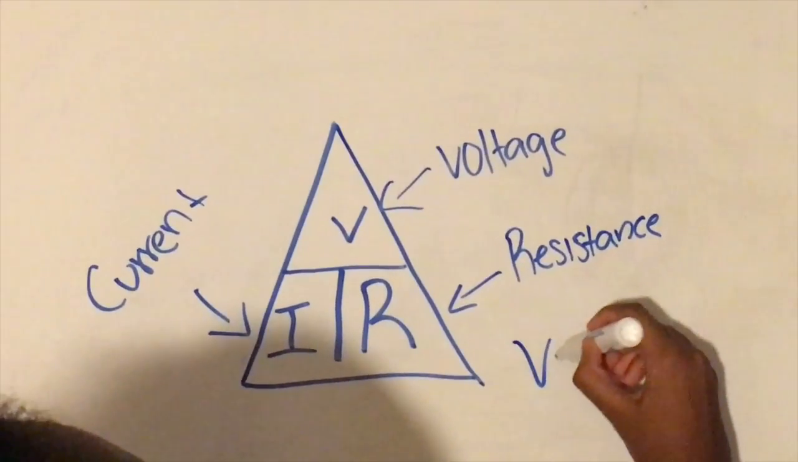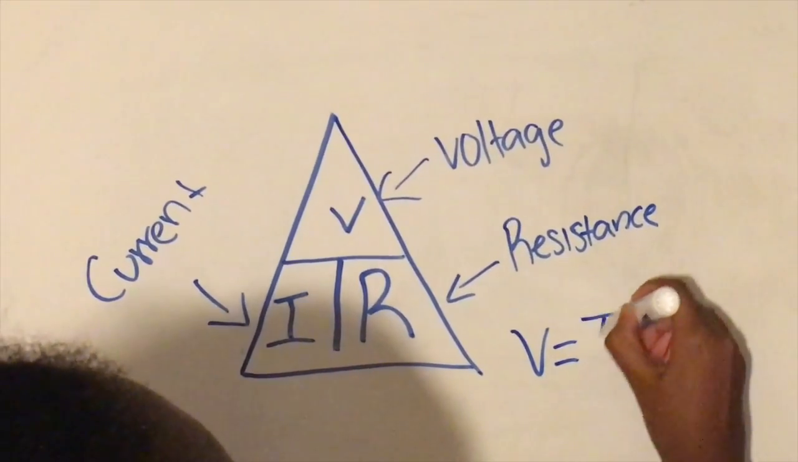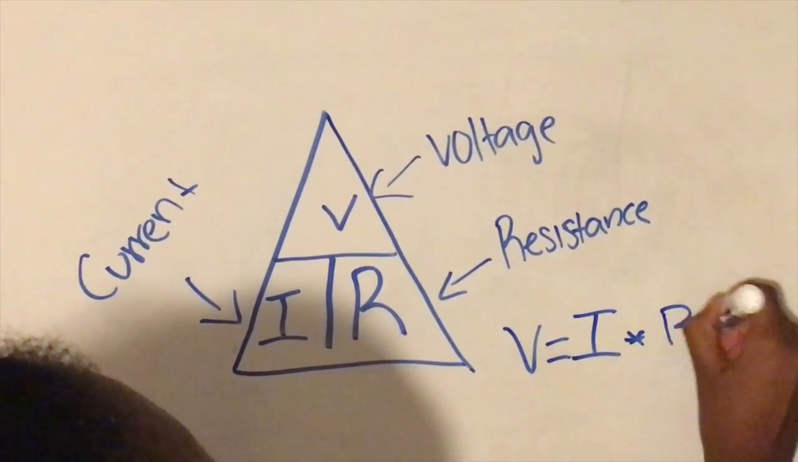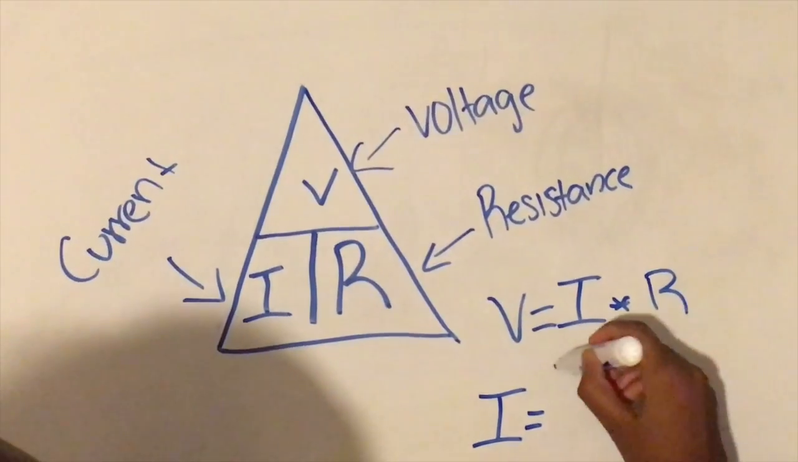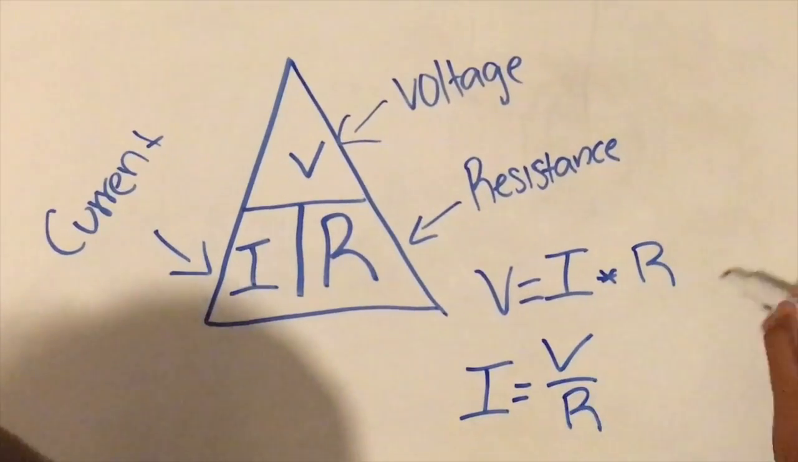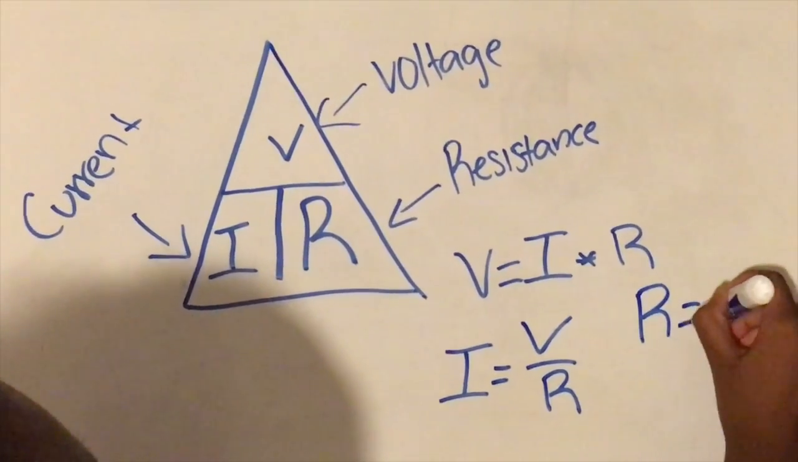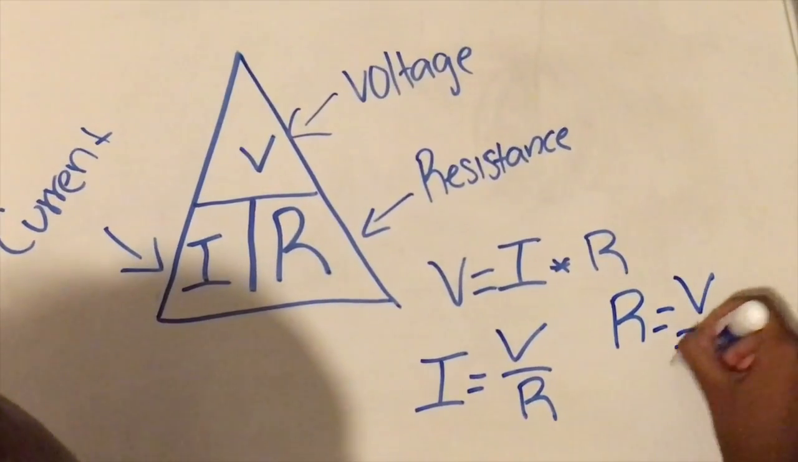When trying to find voltage, you must multiply I times R. When trying to find I, you must divide V over R. When trying to find R, you must divide V over I.